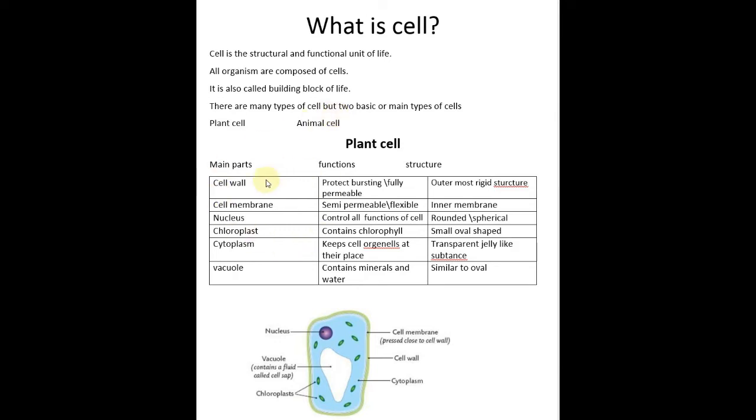Here's the chart available for you: main functions, parts, structures. So we'll be starting with the main function. You can see the diagram here also. This is a diagram of the plant cell. A typical plant cell diagram is present here. So if you see, main parts are written here. The first part is the cell wall. What is cell wall? If you can see here, there are two basic membranes surrounding the cell.